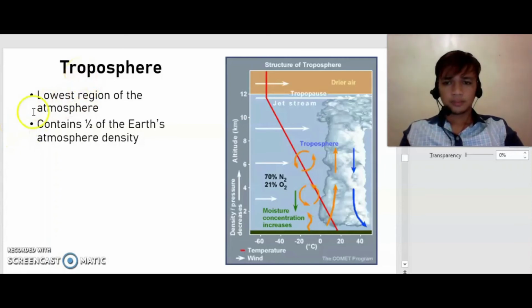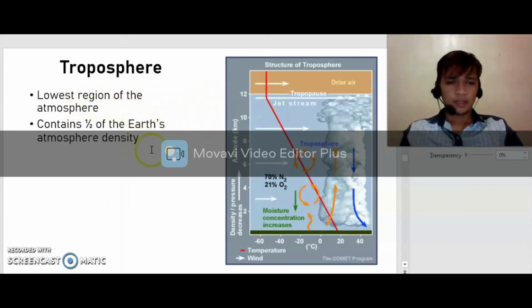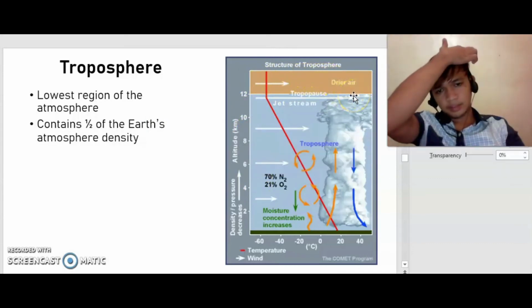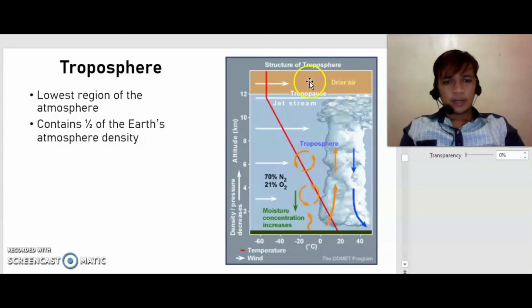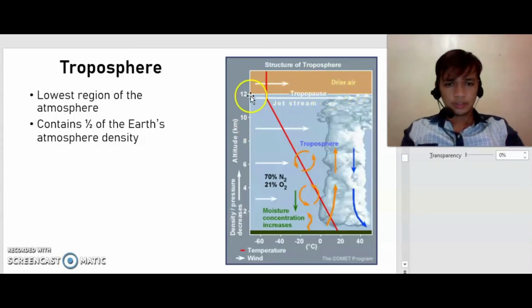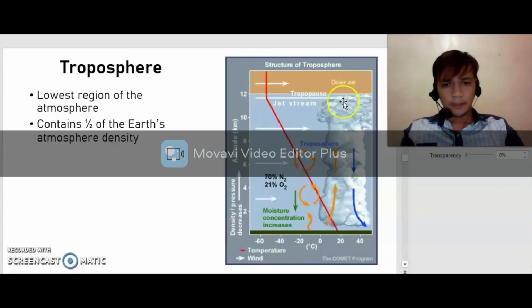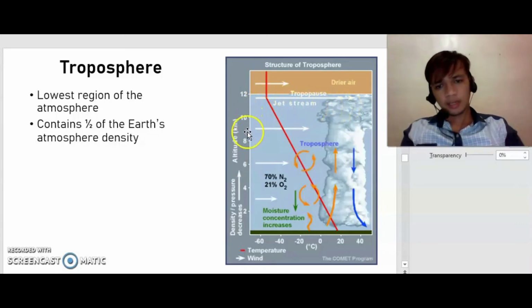Let's talk about troposphere. This is the lowest region of the atmosphere that contains 1/2 of the Earth's atmospheric density. So above 12 kilometers from the sea level, you can see there a drier air, but cold but dry air. Okay. Next, you can see the tropopause. This is the jet stream. Okay. This is where almost many jets fly. Okay, they are flying almost above the clouds.